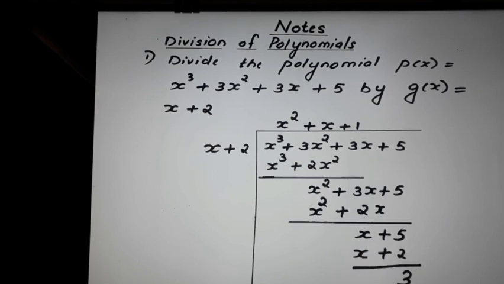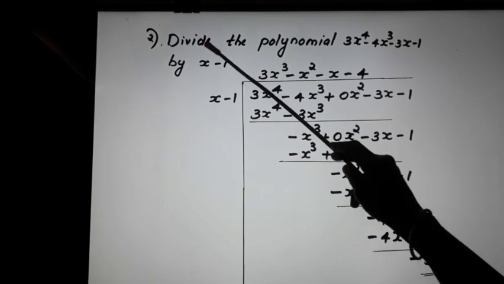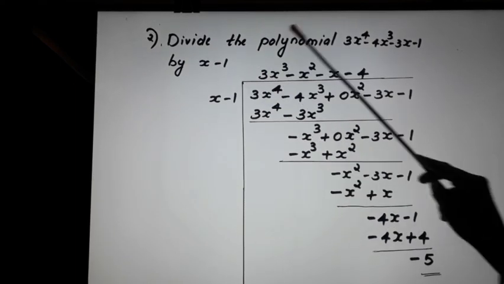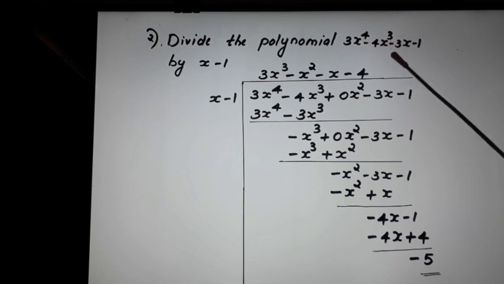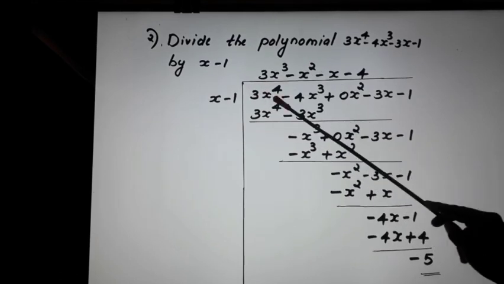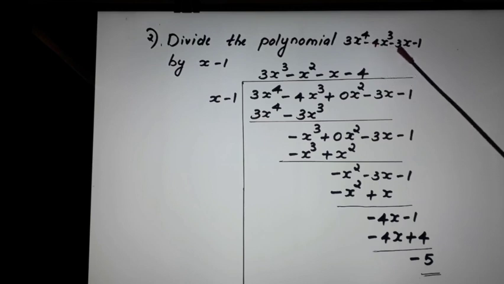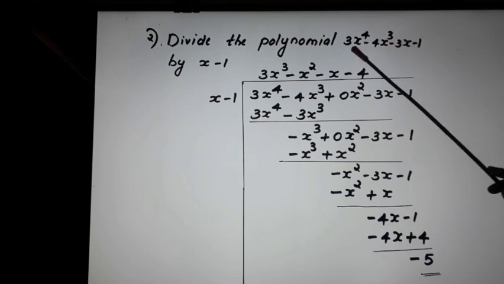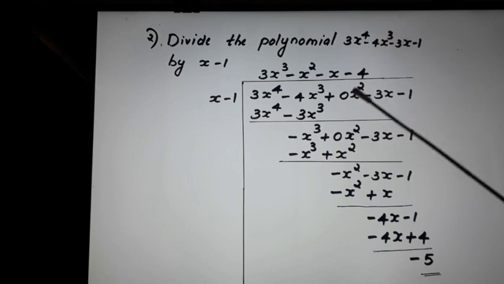Now we will move to the second question. See the second question. Divide the polynomial 3x raised to 4 minus 4x cube minus 3x minus 1 by x minus 1. So we wrote the dividend and divisor. I told you we have to write it in the standard form. If there are no terms, you have to add the term by putting the coefficient as 0.